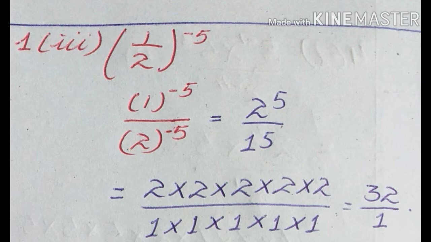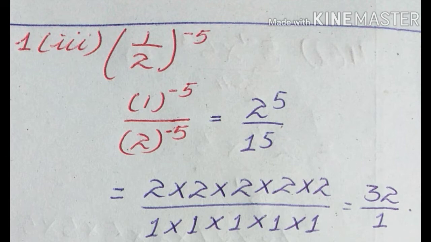2 to the power 5 divided by 1 to the power 5 equals, similarly, how many times do you have to multiply 2? 5 times. That means 2 into 2 into 2 into 2 into 2 divided by 1 into 1 into 1, and 1 also 5 times you have to multiply. If you multiply 2 five times, will get 32 divided by 1. This way you have to do it. Now the rest of the questions you can do yourself.